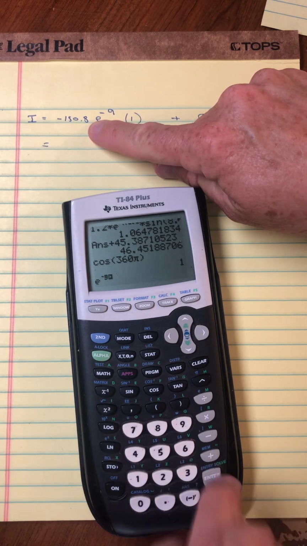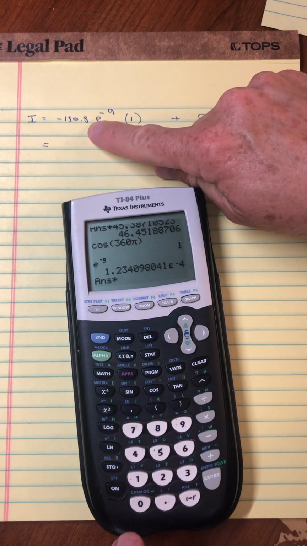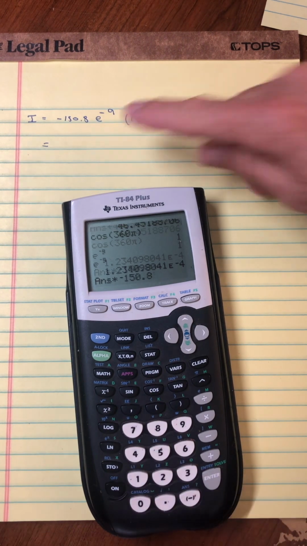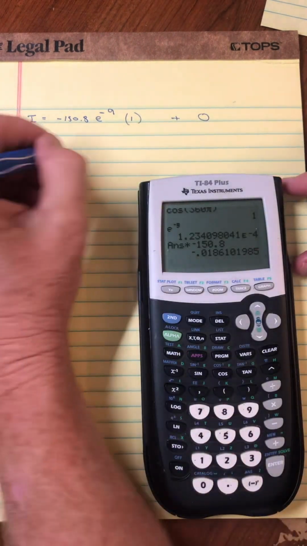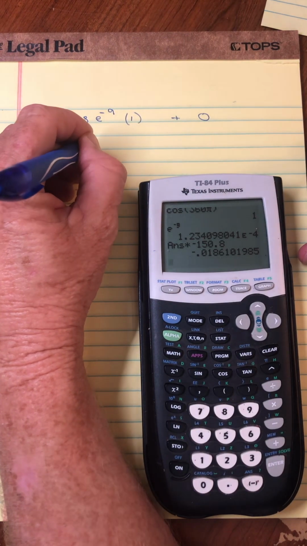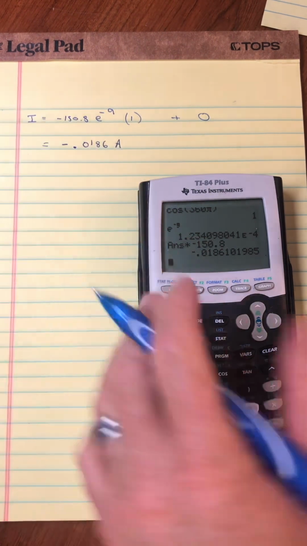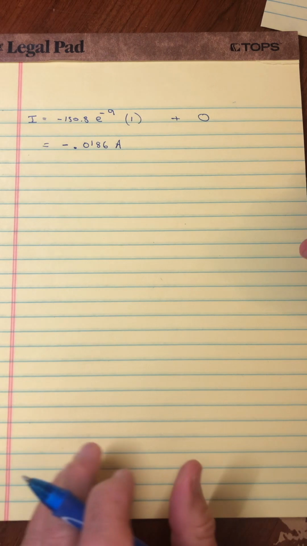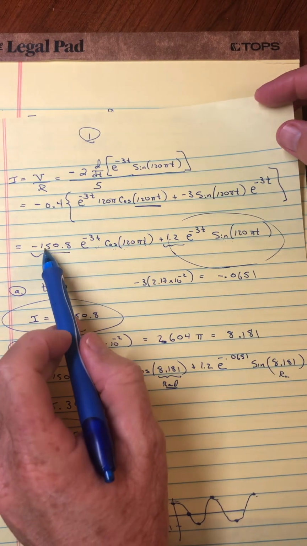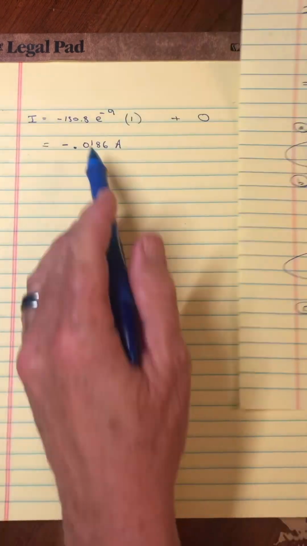e to the -9. Yeah, see, 10 to the -4. So by the time I multiply it by -150.8, it's still pretty small. But I guess not 0. So keep that in mind. And so you can just see that the equation for the current decays away exponentially. So at 3 seconds, it's almost completely gone.